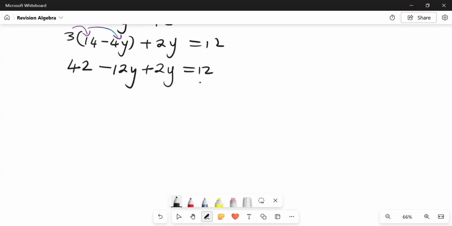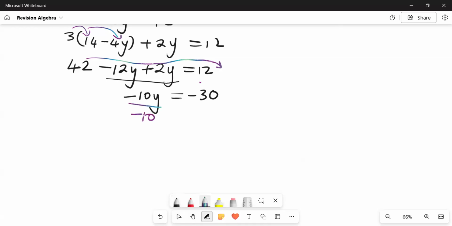And then from here, we have like terms. Minus 12y plus 2y, that's minus 10y. And then equals, let's transpose this positive 42 to the left-hand side. What are we going to get? 12 minus 42, that's minus 30. So you'll end up with minus 30, né? And then divide both sides by minus 10 and minus 10. So your y is equal to 3.